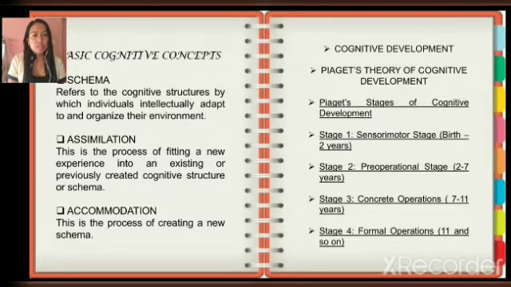So the first stage is the sensorimotor stage, ranging from birth to 2 years old. Then the second stage, the pre-operational stage, ranging from 2 to 7 years old. And then stage 3, concrete operations, from 7 to 11 years old. And the last stage is the formal operations, ranging from 11 and so on.